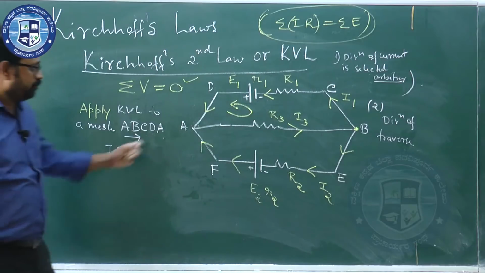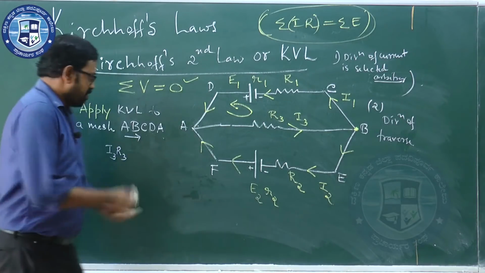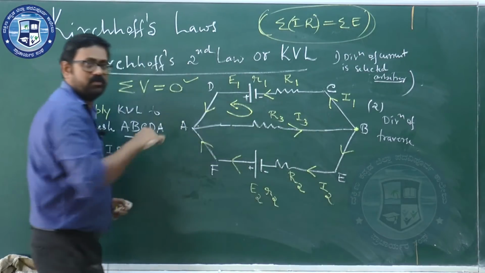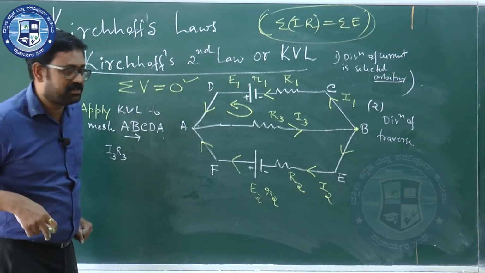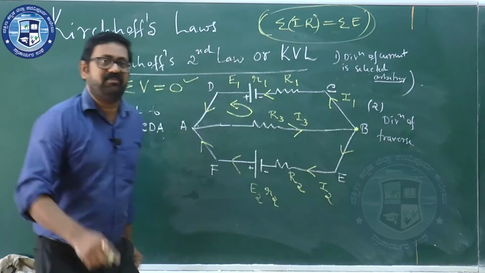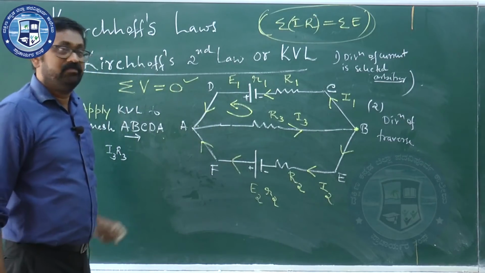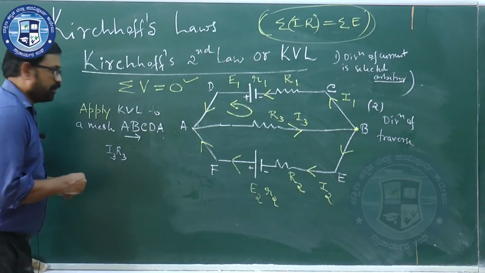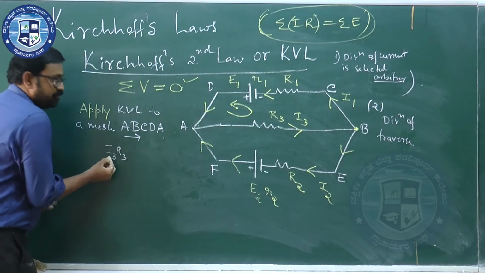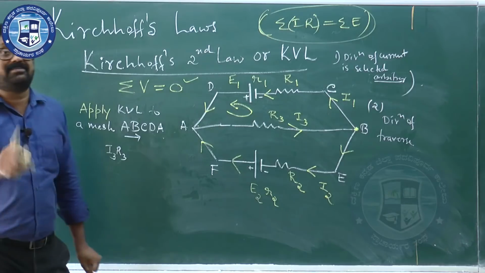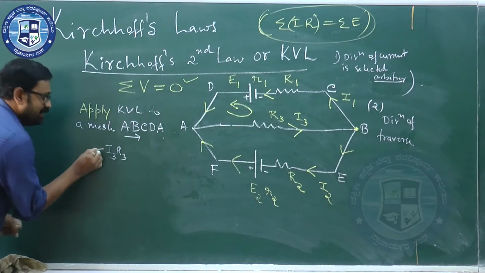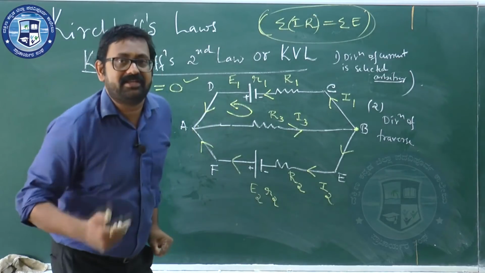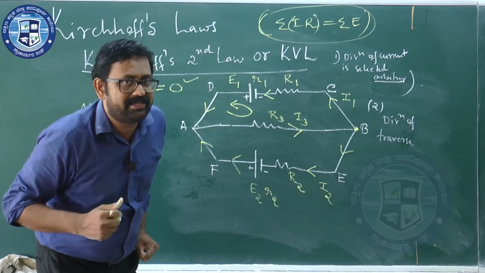For example here, what is the direction of a traverse? A to B. I have to take the mesh A, B, C, D, A. I selected the mesh in that direction. A to B is the direction of a traverse. What is the direction of the current? A to B only, I3. What is the product of current and resistance? Obviously, I3 into R3. Plus or minus? Minus. Why? Because the direction of the current in the branch is the same as the direction of a traverse. The product of IR should be taken as negative.